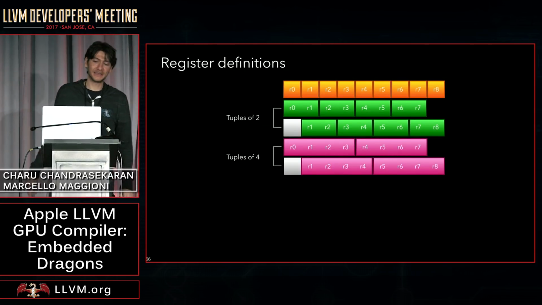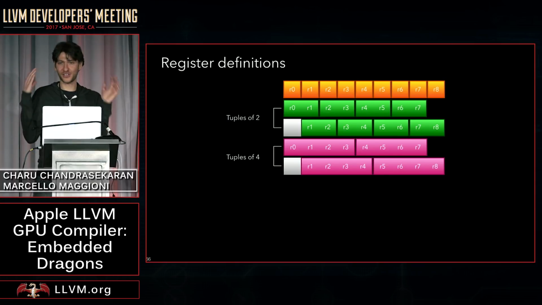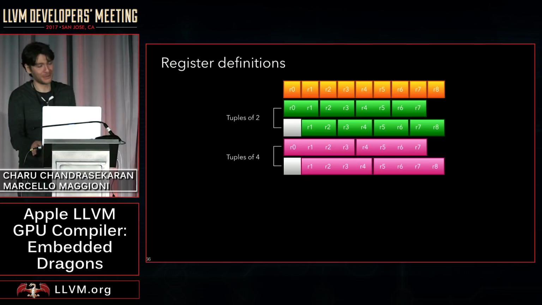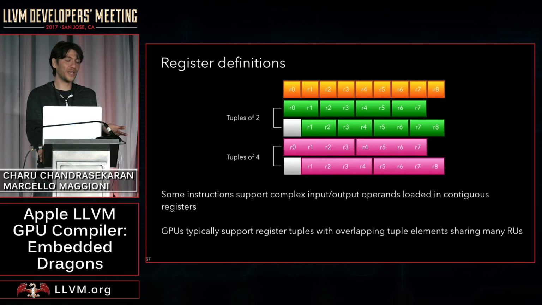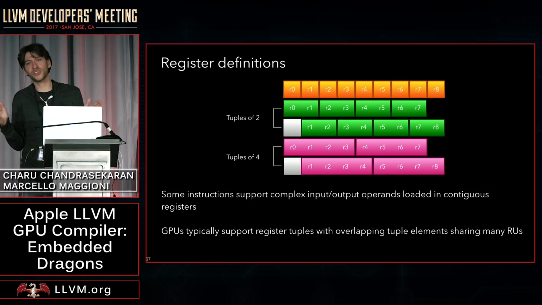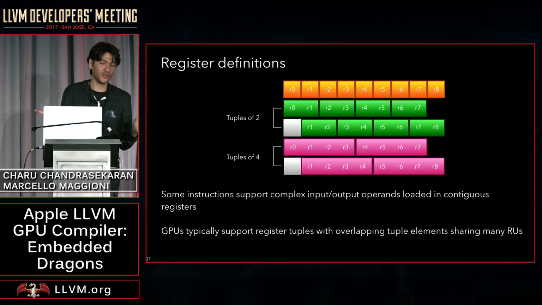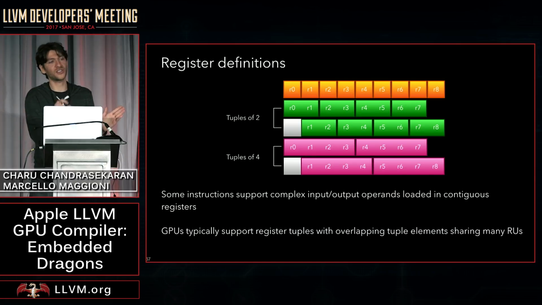Another challenge we had was designing our register file such that it was actually acceptable. Our GPUs tend to have instructions that accept a lot of data that is usually passed in consecutive registers. So you set up this data in consecutive registers and pass those registers to the instruction. And there are also instructions that produce data into these consecutive registers. We model this through register tuples.